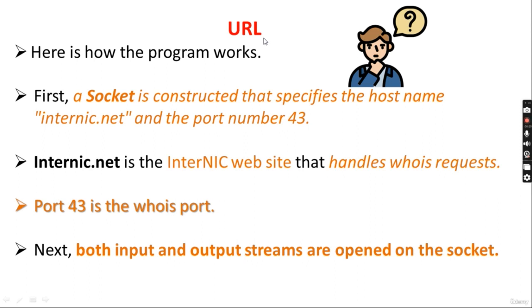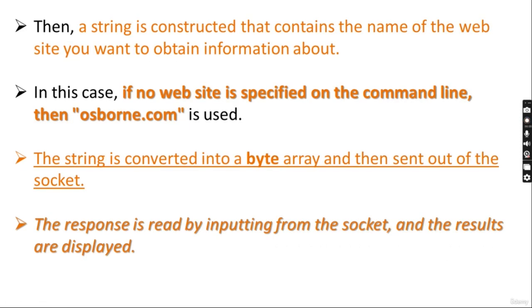Internic.net is an Internic website that handles whois requests. Port 43 is the whois port, and both input and output streams are open on the socket. Then a string is constructed that contains the name of the site you want to obtain information about on Internic. Next, if no website is specified on the command line, it will use osborne.com as a default.